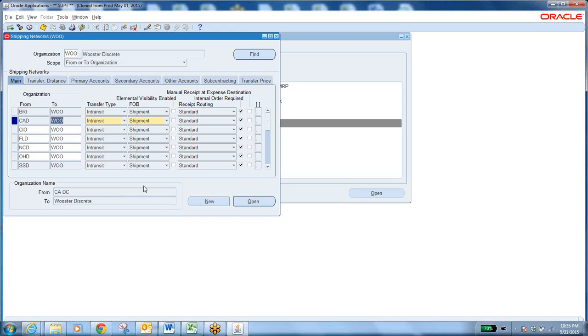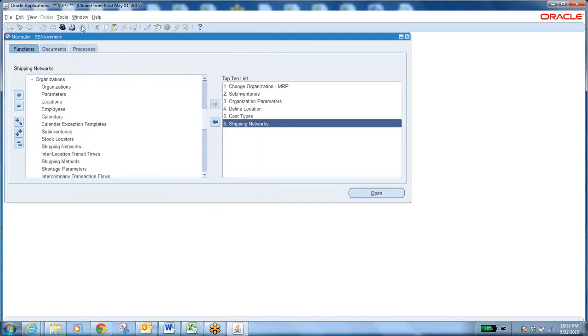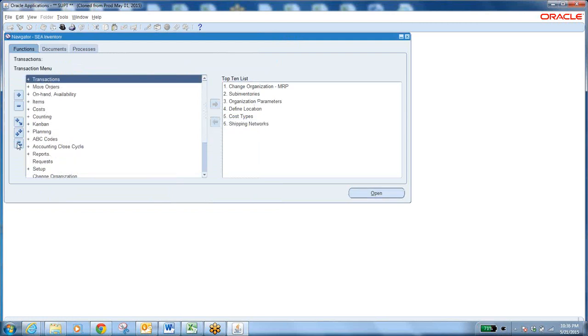This is how this setup is mandatory to have inter-organization transfer with ISO. With ISO, that is where we call it as IR ISO. IR means internal requisition and internal sales order. This is a very important scenario we are going to discuss as a part of order management. Okay, so we are going to see all these transactions. Okay, now this is what basically.